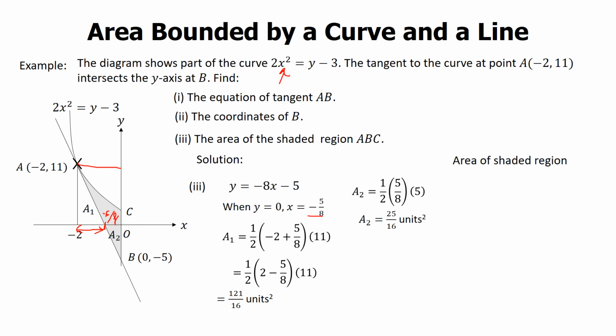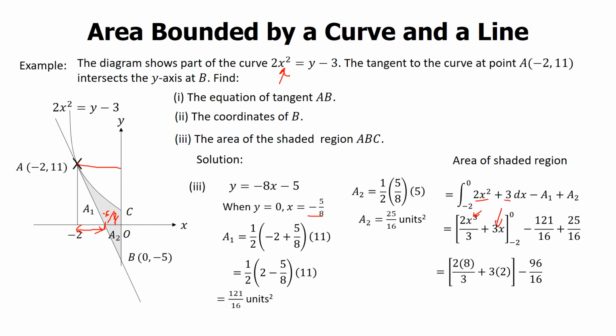So now, to find the area of the shaded region, it equals the integration from -2 to 0 of 2x squared plus 3 dx, minus (A1 plus A2). Okay, so integration of 2x squared, we get 2x cubed over 3. Integration of 3, we get 3x. So it is from -2 to 0, and minus (121/16 plus 25/16). So substitute the values, we get 2 times 8/3 plus 3 times 2 minus 96/16, and the answer is 16/3 units squared.